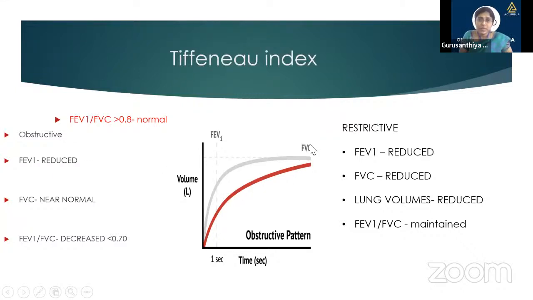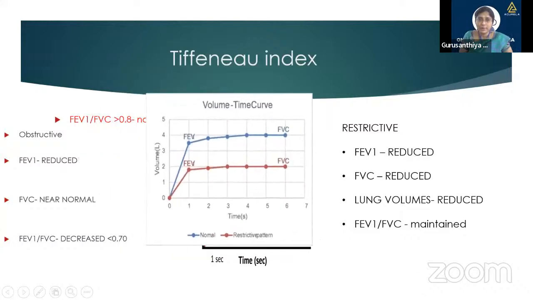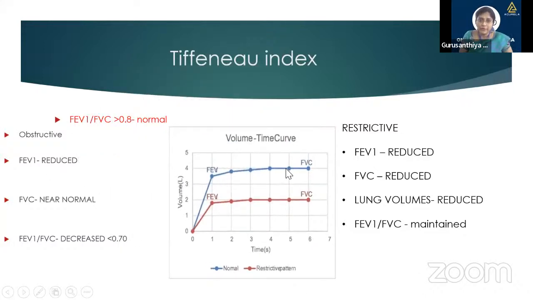As you can see, the FVC of normal and the FVC of obstruction are more or less equal to each other. So the FVC is near normal. Since only the numerator is decreased and the denominator is maintained, it leads to a decrease in the FEV1 by FVC ratio to less than 0.7. In restrictive disorder, this is a normal graph.